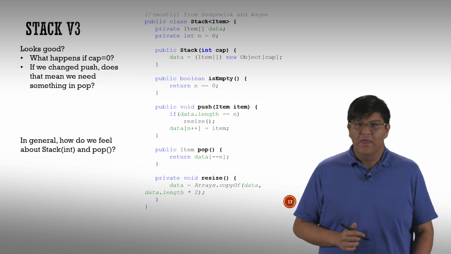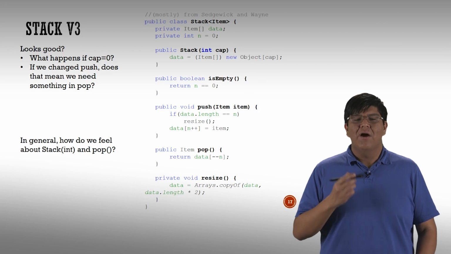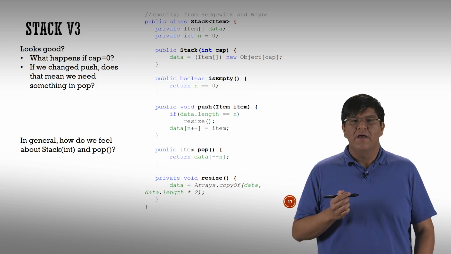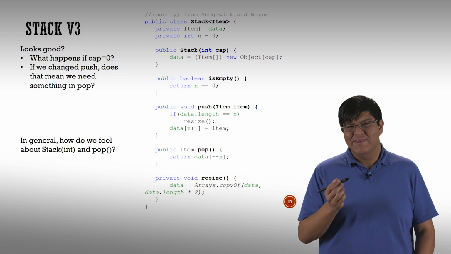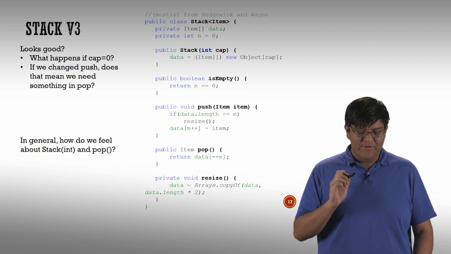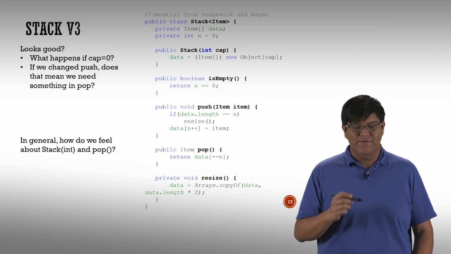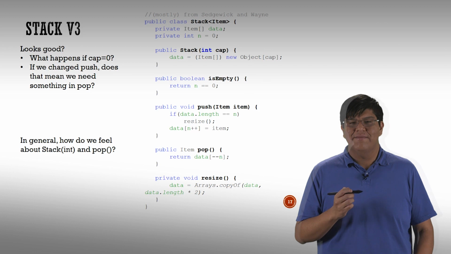So here's our code. Take a minute, think about it, and then we'll talk. Okay, so first question for you guys here. Does this look good? Hopefully it does. This is pretty good. There's only one little thing here, right? What happens if n is equal to 0? Excuse me, if cap is equal to 0, what happens then?